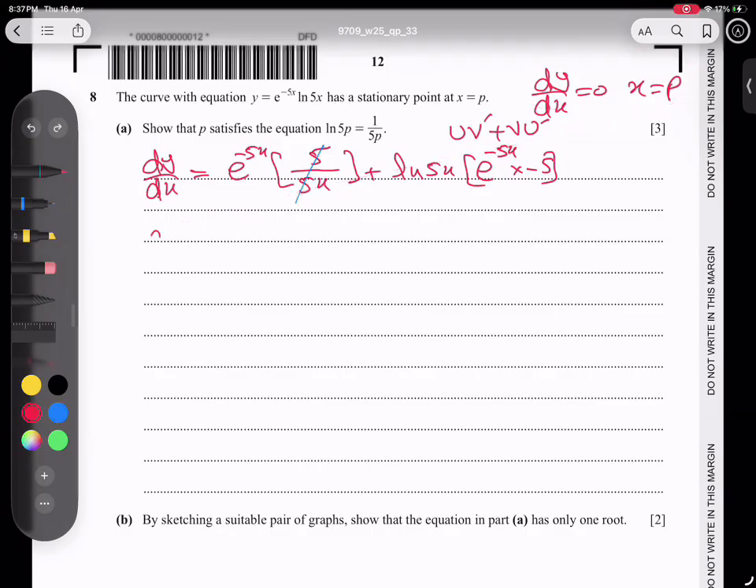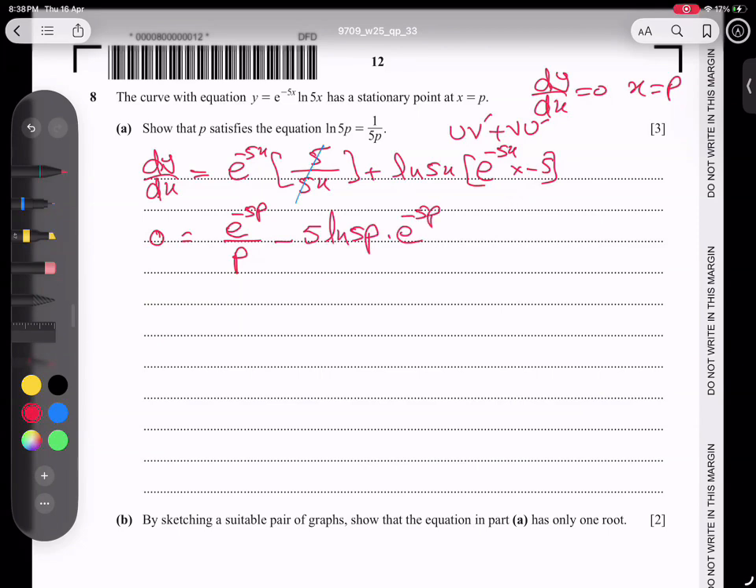Put the derivative equal to 0 and replace each x by p. So here I'm writing e to power negative 5p over p, the logarithm's x replaced by p. Then this negative sign, because negative 5 will come before. Negative 5, then we have a logarithm of 5p, then we have exponential negative 5p. So now I have done it.